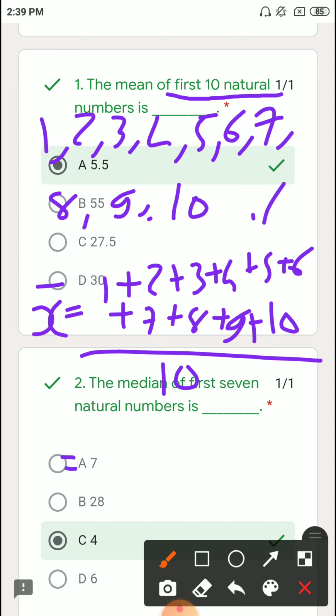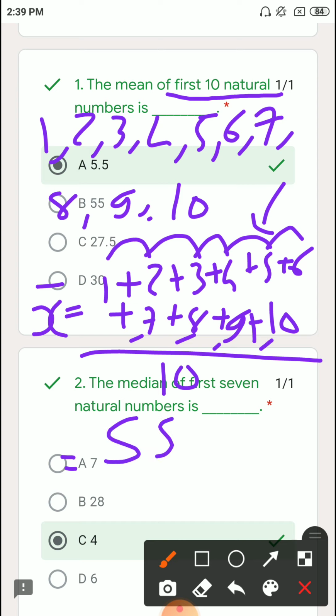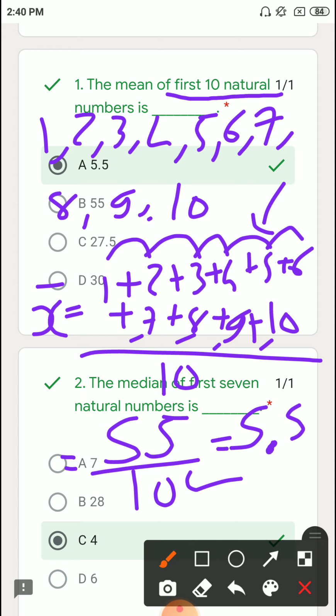Okay, now find the addition of these numbers. So here 1 plus 2 is 3, 3 plus 3 is 6, 6 plus 4 is 10, plus 5 is 15, plus 6 is 21, plus 7 is 28, plus 8 is 36, plus 9 is 45, plus 10 is 55. So 55 divided by 10. Now in denominator 10 is there. So in numerator, before the one digit we need to put decimal point. So our answer is 5.5.